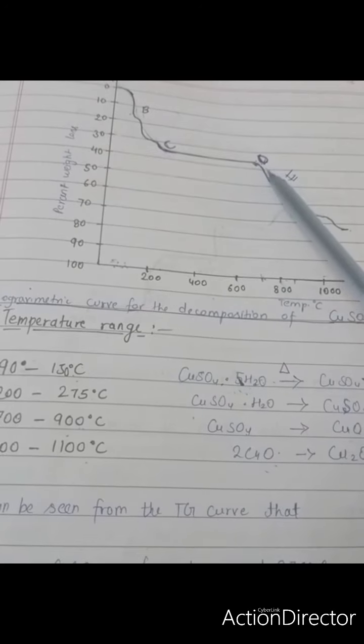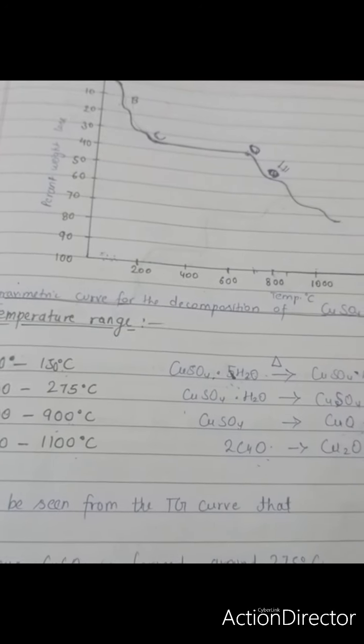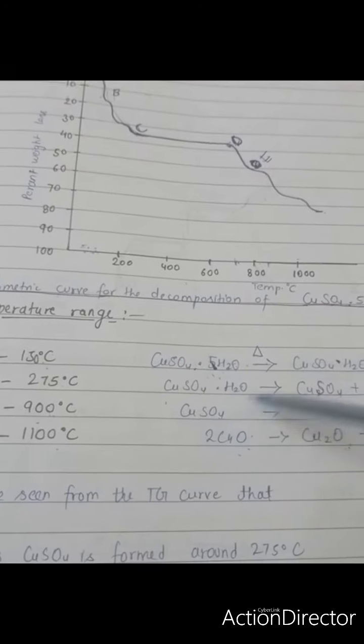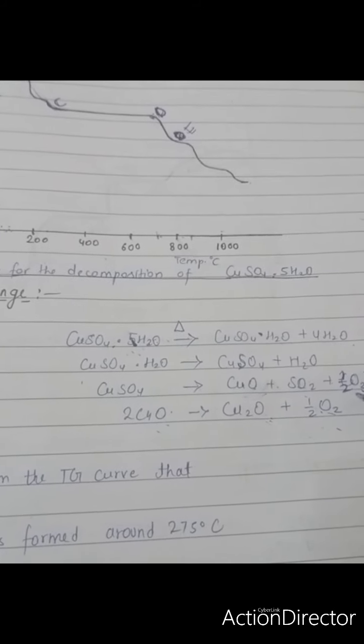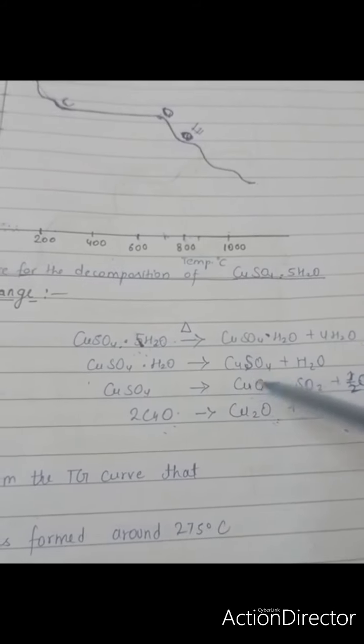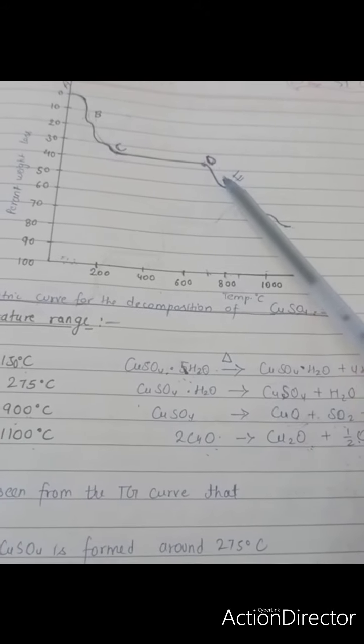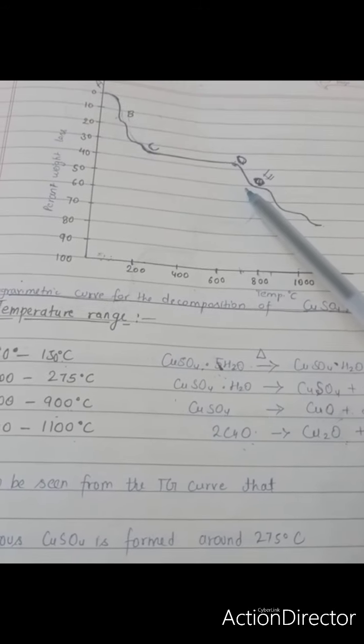Above 700 to 900, the copper sulfate will decompose into copper oxide, sulfur dioxide, and oxygen. This being gas, it will escape. What is left is copper oxide. So there is a decline in the percent weight.